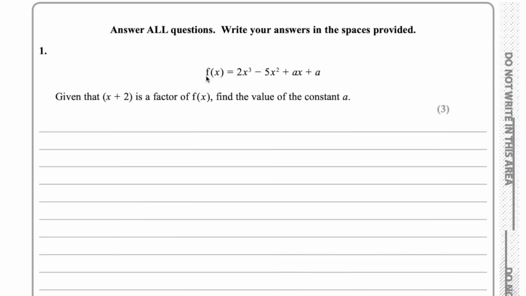Question 1 gives us a function, f of x equals 2x cubed minus 5x squared plus ax plus a. And it says, given that x plus 2 is a factor of f of x, find the value of the constant a. Okay, so what does this mean, x plus 2 is a factor?